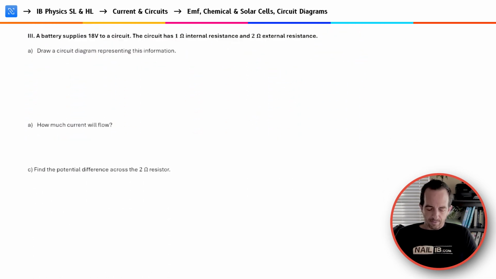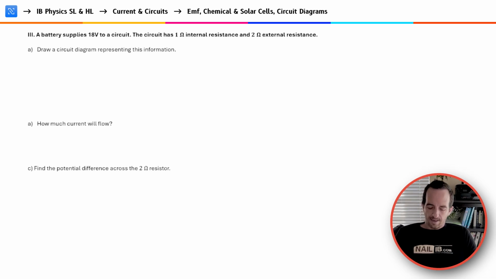A circuit diagram. A battery supplies 18 volts to a circuit. So how do we draw circuit diagrams? Let's draw initially the source of electromotive force, the battery. Traditionally, it looks like this, where this is the positive line, the longer line, and the negative line below. And this is an 18 volt battery. Then it says that the circuit has 1 ohm of internal resistance. So let's draw that over there.